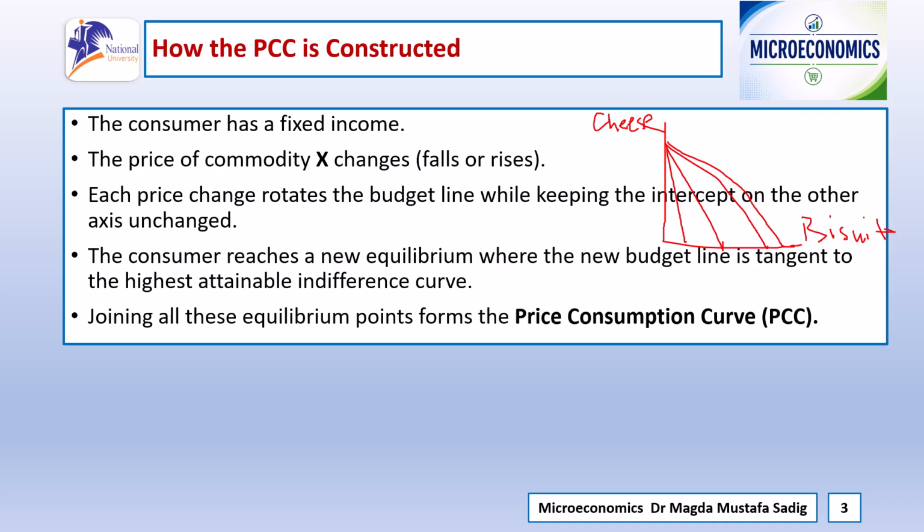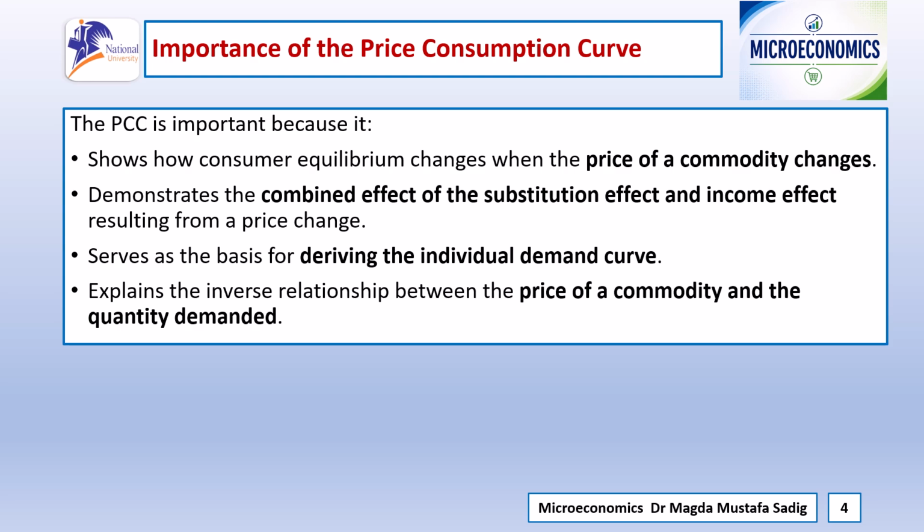What do we mean by highest attainable? Just let me take the pen again and do it like this. Okay, let me go back. Okay, no problem. So each tangency represents a new consumer equilibrium. When we connect all these equilibrium points together, we obtain the price consumption curve.